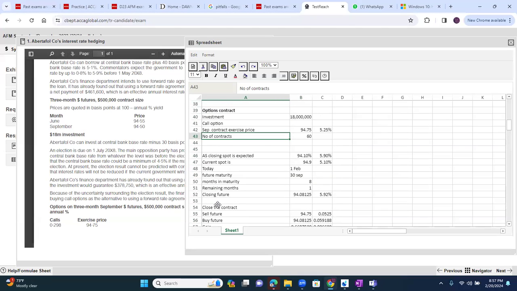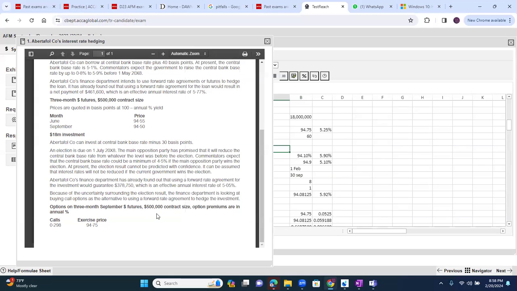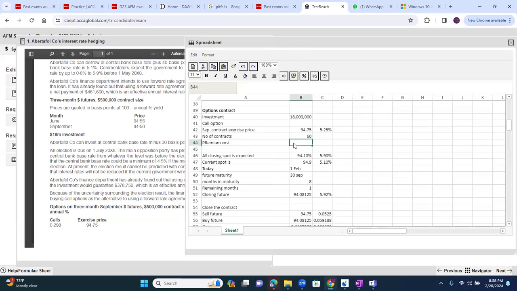Okay, guys. Before doing this, let's calculate the premium as well. What is the premium cost? 0.298. Convert it into ticks: 29.8 ticks, because we have to divide by 0.01%. Into tick value 12.5, into number of contracts 60. That is 0.298%.